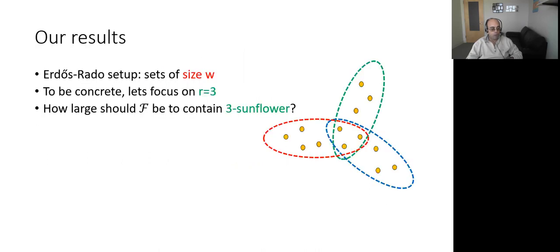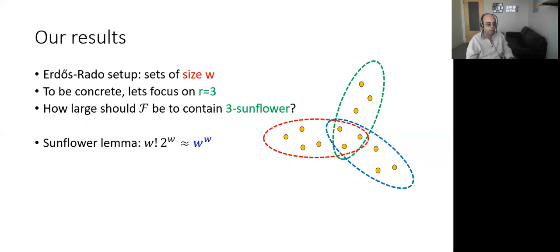Okay, so let me tell you a bit about our results. From now on, I'll just be focusing on this Erdos-Rado setup. Let me remind you, it's a family of sets, a set system, where all the sets have exactly the same size, W. And to be concrete, from now on, I'll just be focusing on R equal to 3. So the question is, how large should the set system be to contain a 3 sunflower?